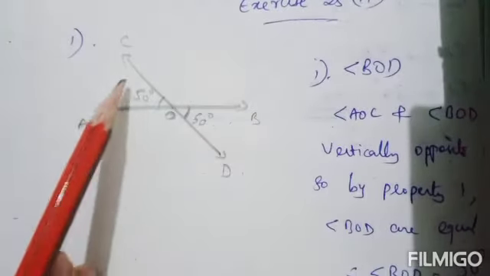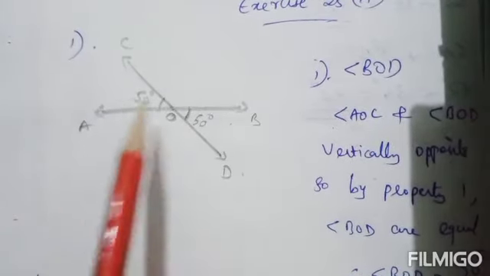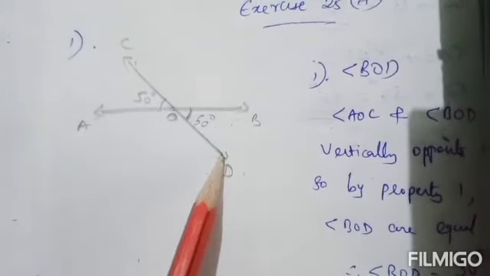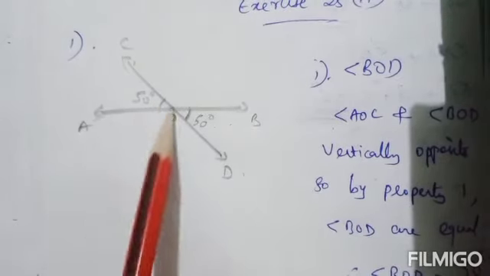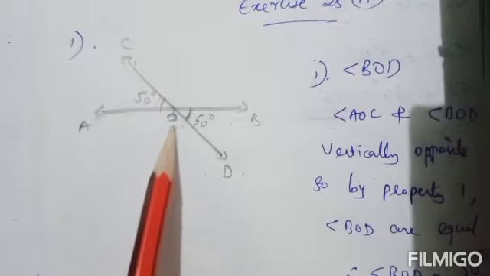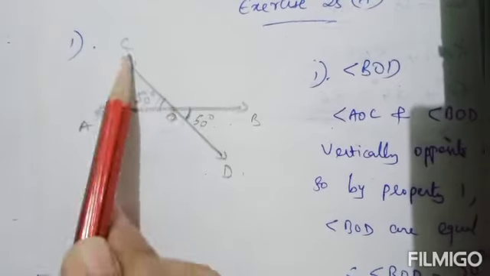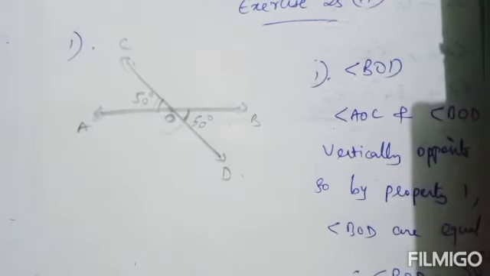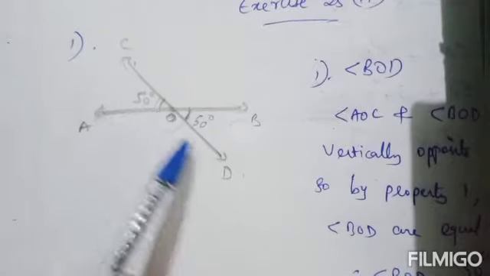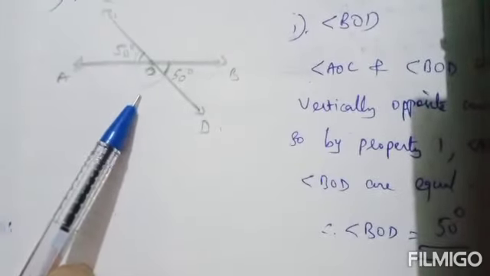So you know here two lines AB and CD intersect at a point O. So what is angle AOC and angle AOD? What type of angles do they form? They form adjacent angles. They have a common vertex O, common arm OA. The other arms OC and OD are on the opposite side of common arm OA. So angle AOC and angle AOD are adjacent angles. So by property 1 we can say the sum of these two adjacent angles is 180 degrees.